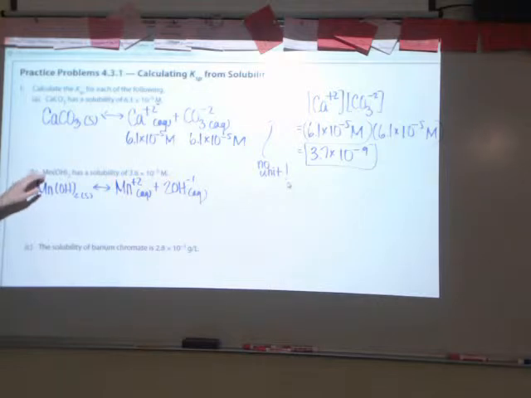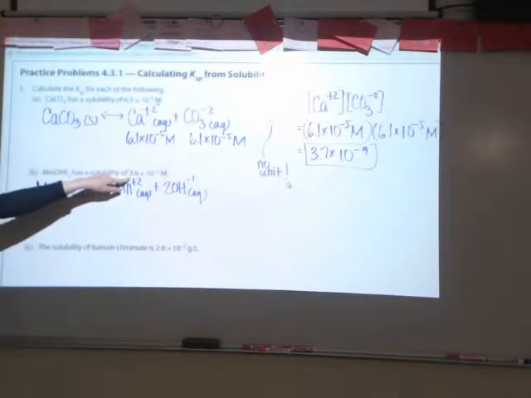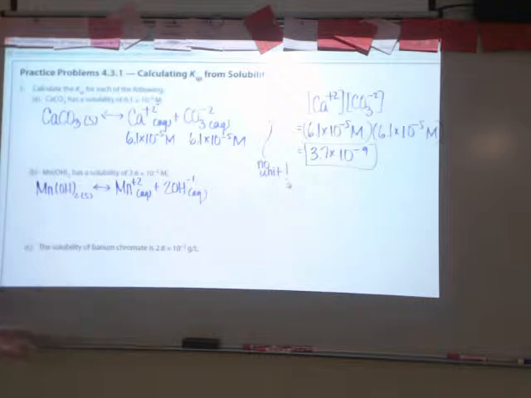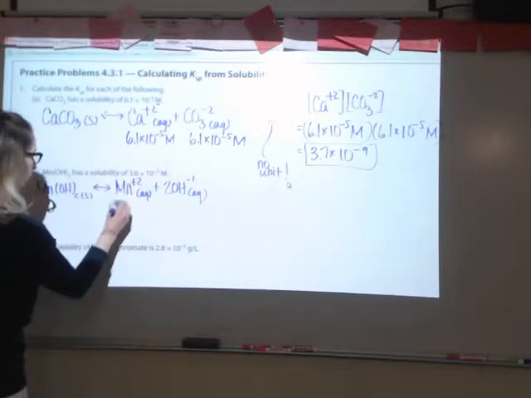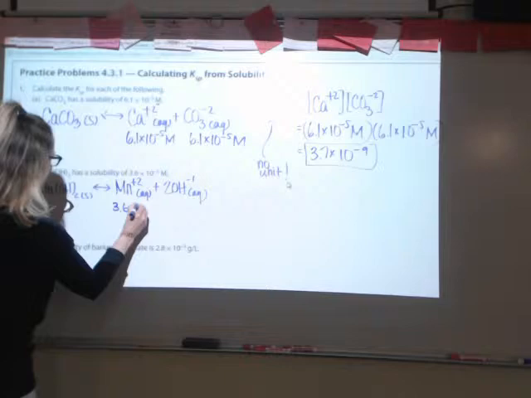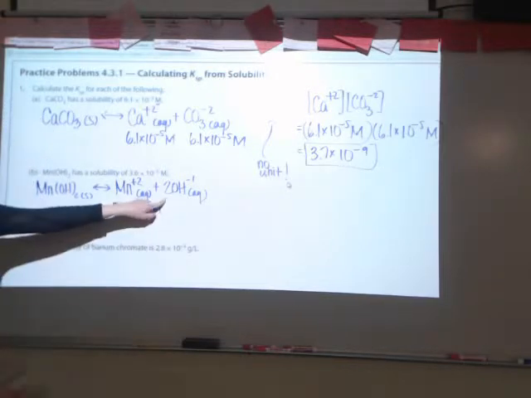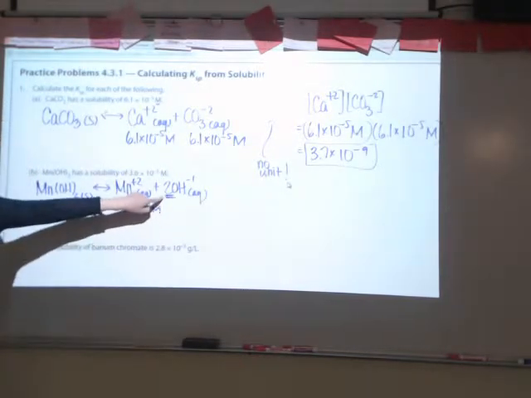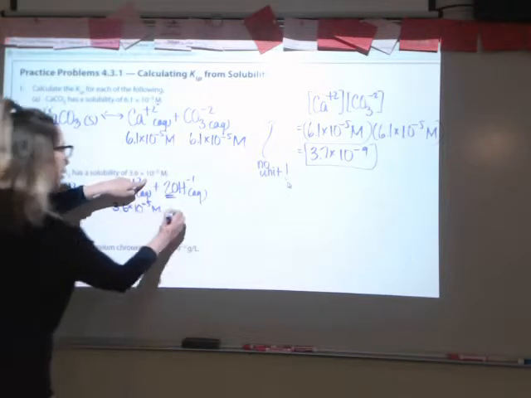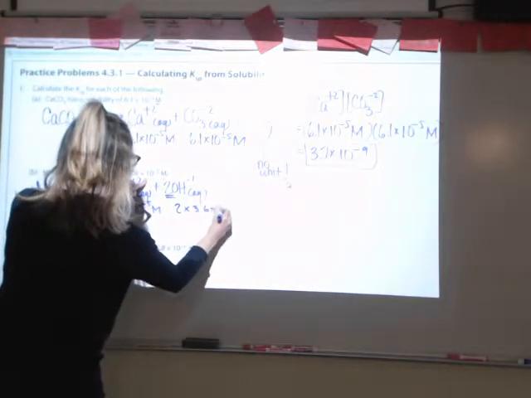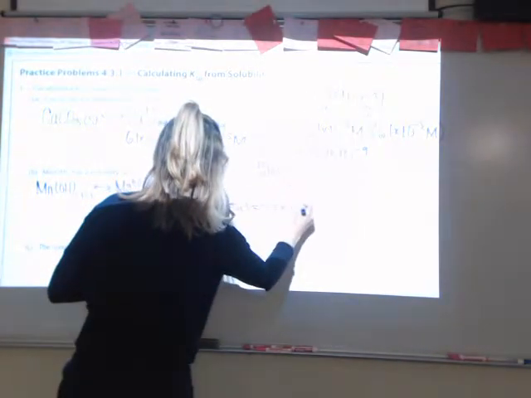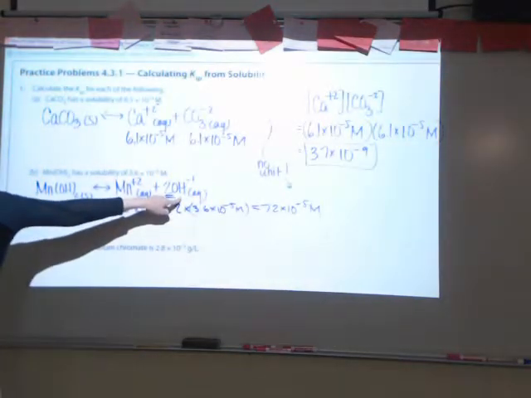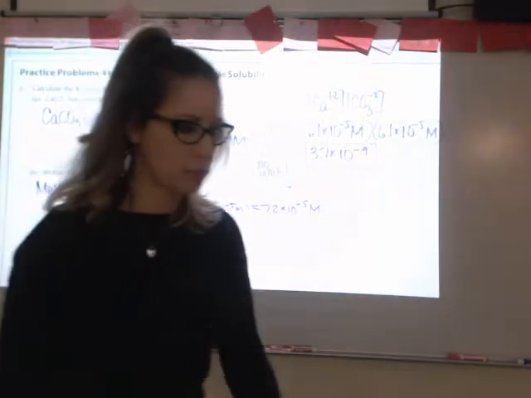The solubility of this compound is 3.6 times 10 to the negative fifth molarity, which means at equilibrium in a saturated solution, this is the maximum amount of this that would dissolve. So if I have one of these, this is 3.6 times 10 to the negative fifth. But what if I have two of these? 2 times that, right? 7.2 times 10 to the negative fifth. So this hydroxide ion concentration is 7.2 times 10 to the negative fifth.